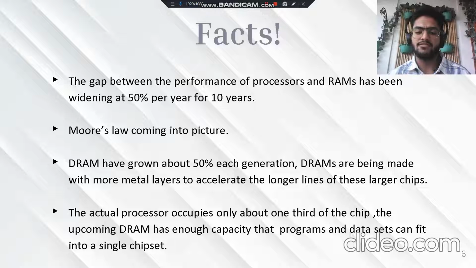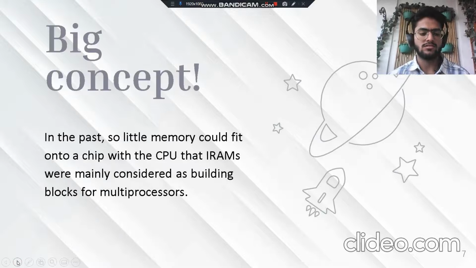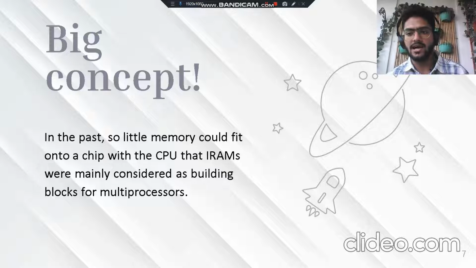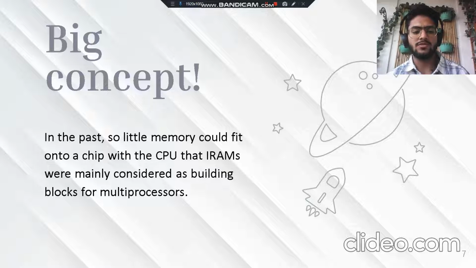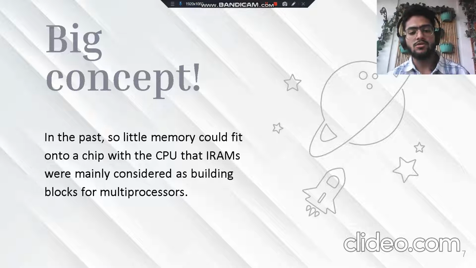The upcoming DRAM has enough capacity that programs and data sets can fit into a single chip. Basically, this also tells us about DRAM, which has enough capacity. The actual processor that we will be using in the DRAM occupies only 1/3 of the chip, and the rest of it is empty. Let's go forward. Now the big concept. Basically, this tells us why we need IRAM. So in the past, so little memory could fit onto a chip with the CPU that IRAMs were mainly considered as building blocks for multiprocessors. Basically, the main problem was that memory couldn't fit onto the CPU chips. That's why IRAMs were made.